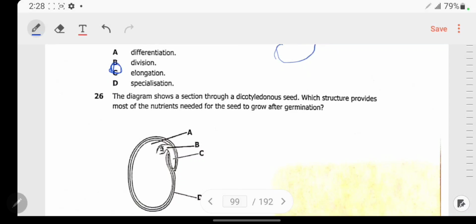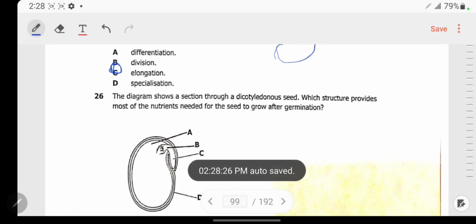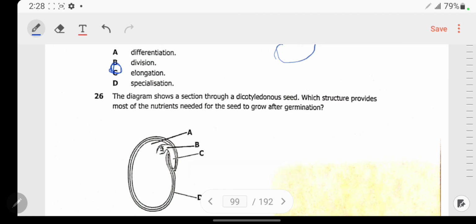26, the diagram shows a section through a dicotyledonous seed. Which structure produces most of the nutrients needed for the seed to grow after germination? So after germination, which structure provides most nutrients? After germination, this seed is unable to photosynthesize. Therefore, what do we need? We need something that stores energy.